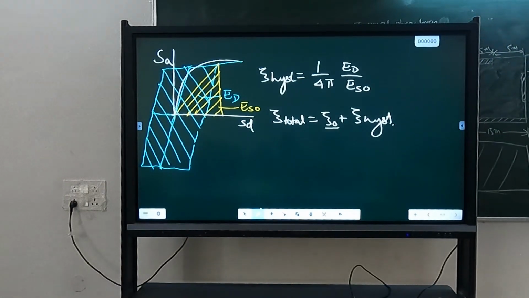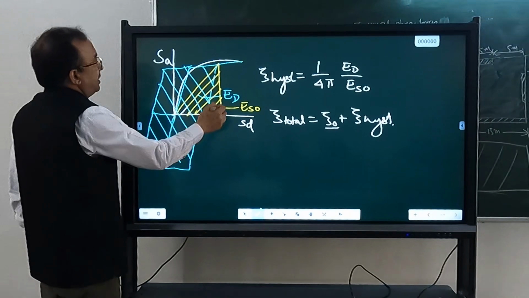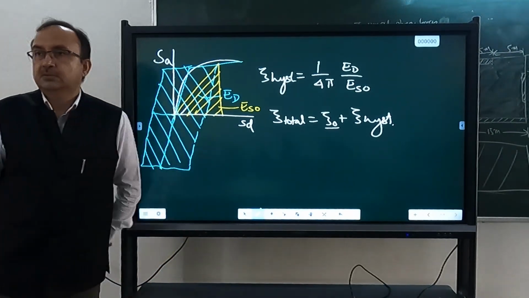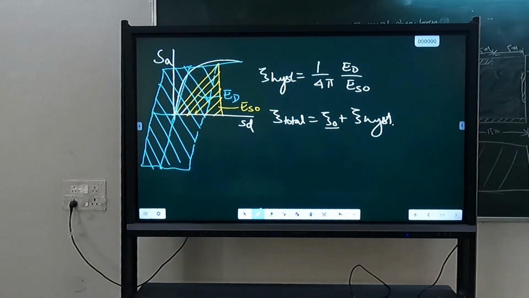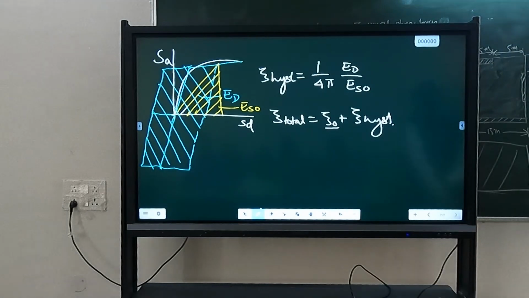Is that xi naught and ES naught the same or different? No, it is not the same. ES naught is just this area, and xi naught is the damping. Xi naught is not ES naught. This xi hysteresis will only be there in the case of cyclic loading. So only in case of an earthquake, which is cyclic load, it will happen.